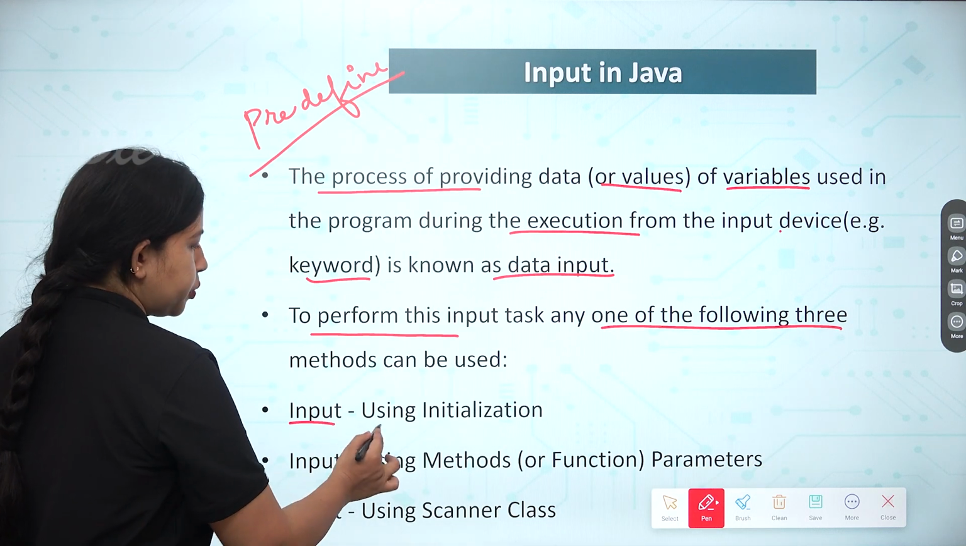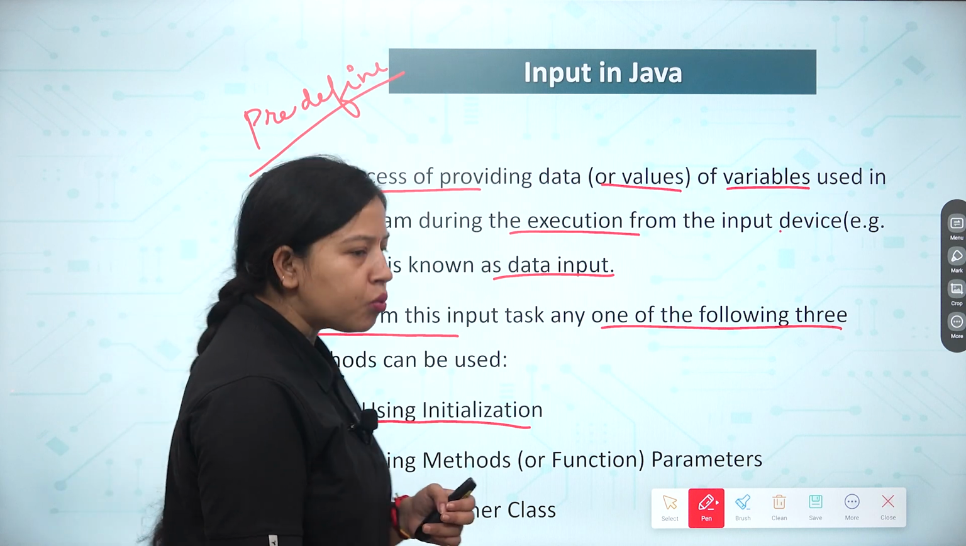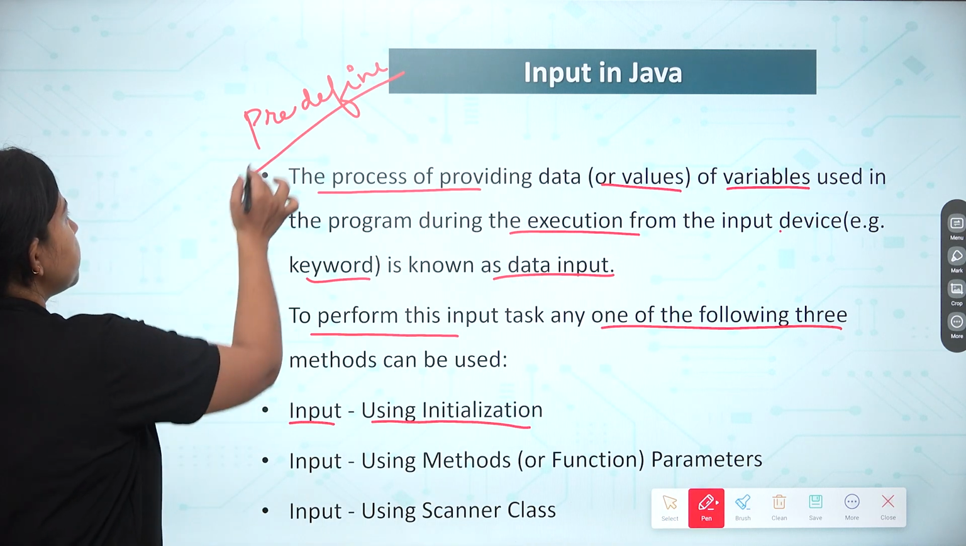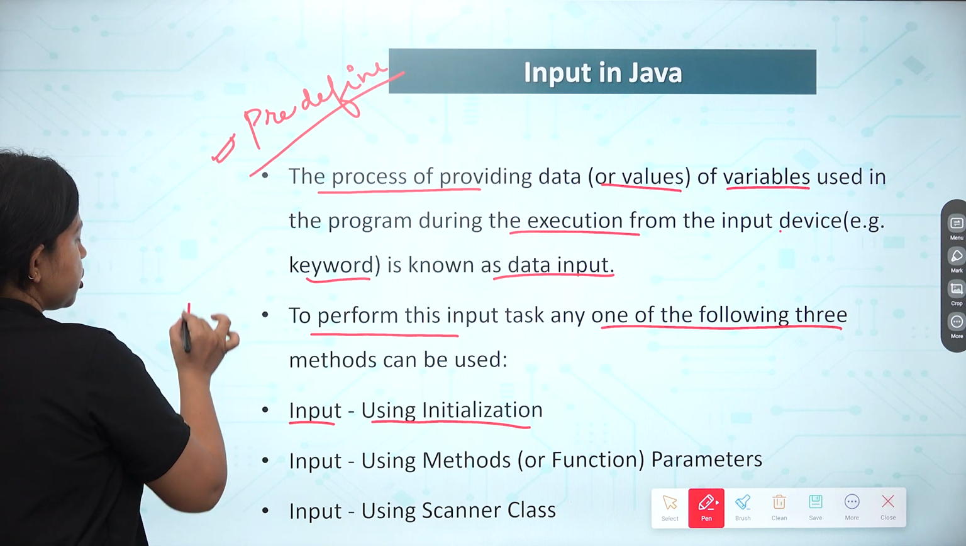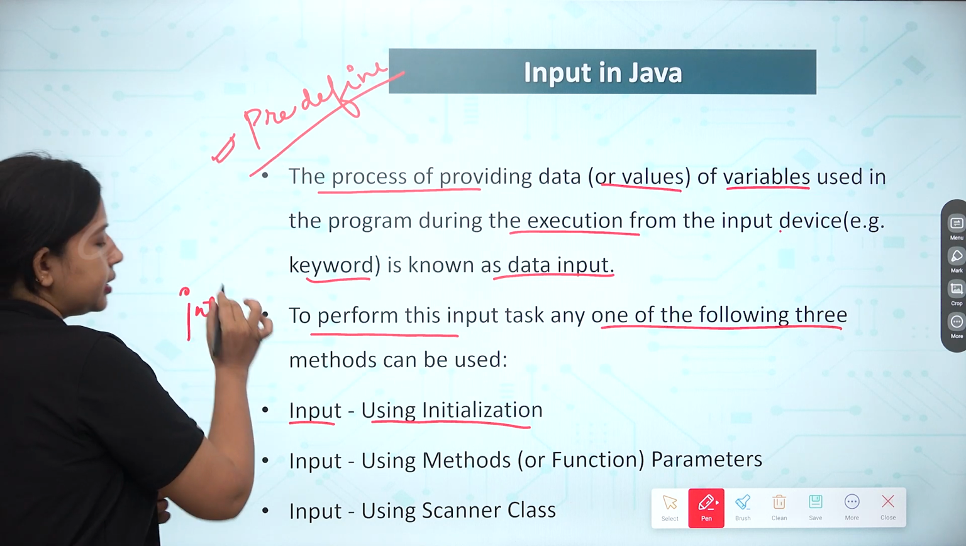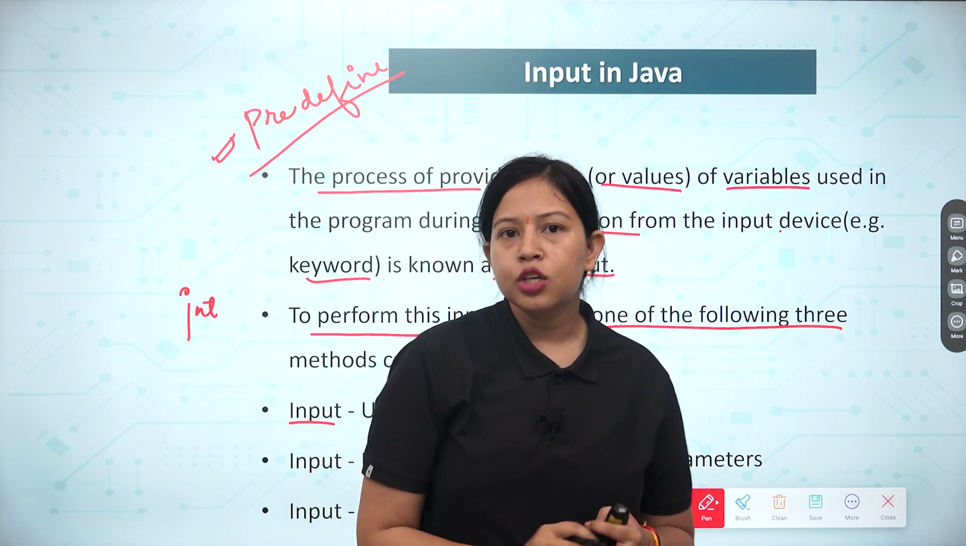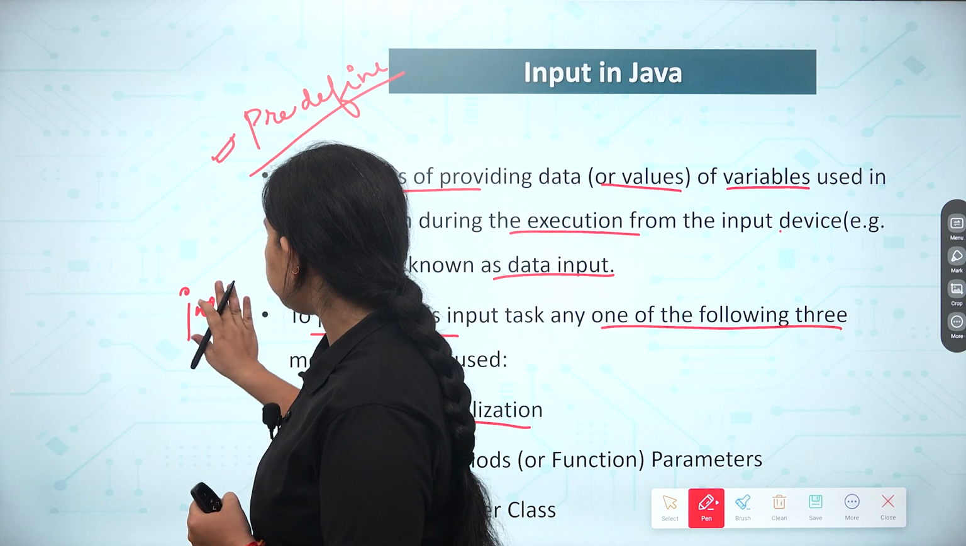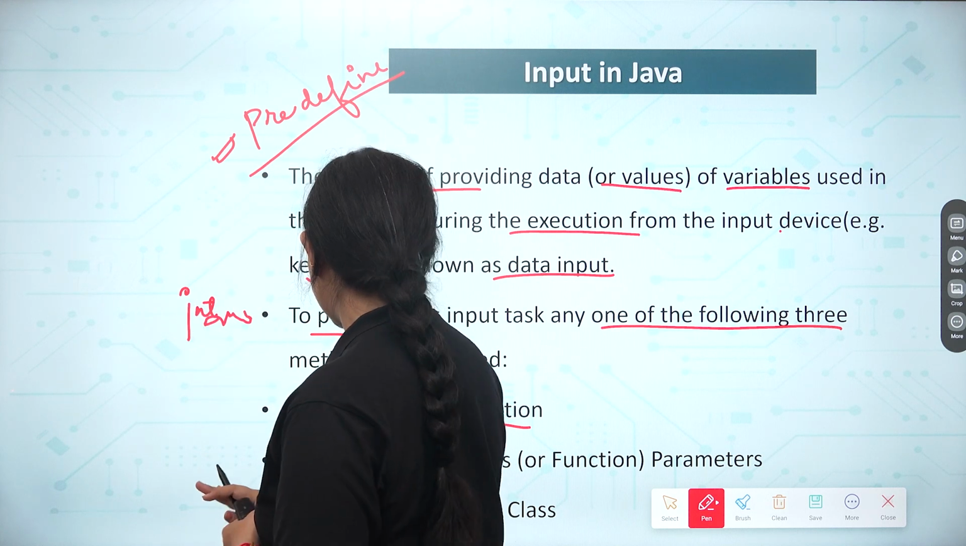One is input using initialization. What exactly is initialization? Initialization means predefined values. Suppose I want to calculate the area of a rectangle. So what are the things required for that? We know the formula. What is the formula over here?